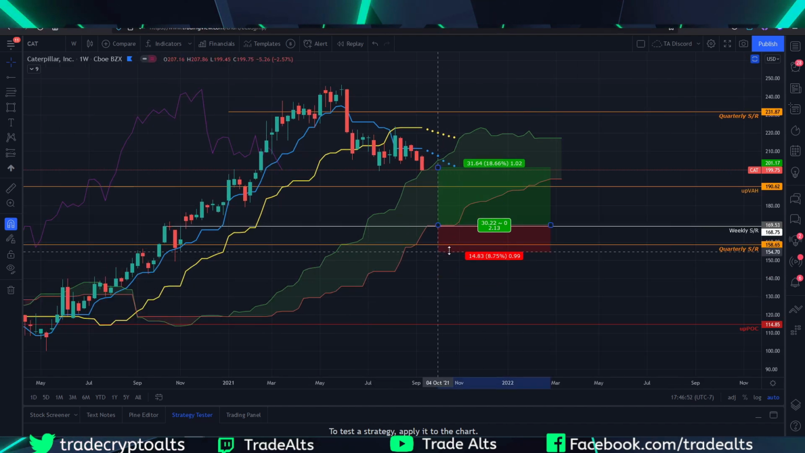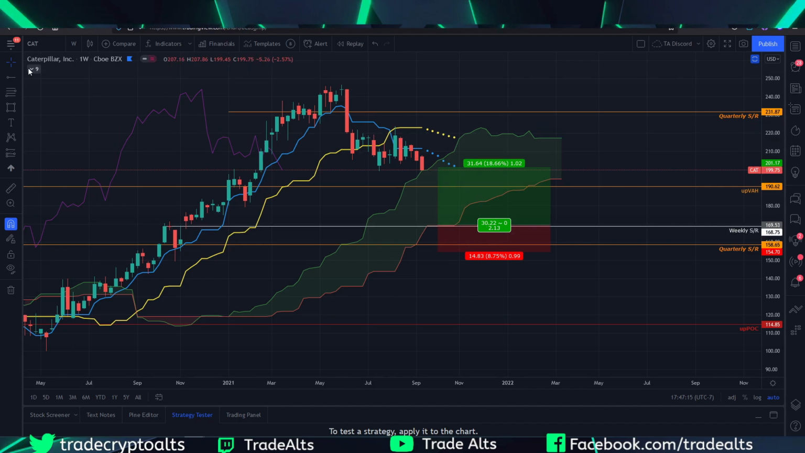And I'm just going to put my invalidation below this quarterly level. Again, not saying this is the best place to put it. Maybe I'll put it below this, or over here below that wick. Again, this is just a guess. And so I have my invalidation, I have my entry. What's the third thing? Targets. So what am I going to be targeting?